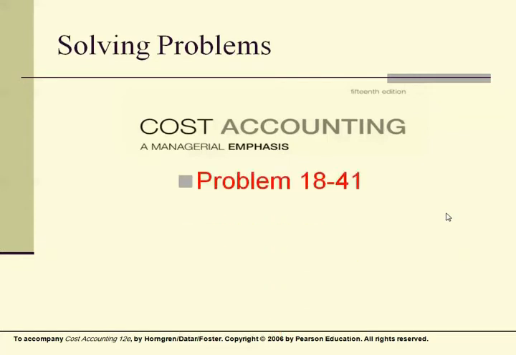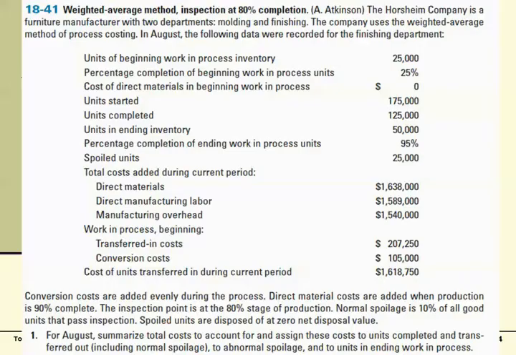Now let's solve another problem, chapter 18, problem 18-41. First, let's read the problem. Weighted average method, inspection at 80% completion.